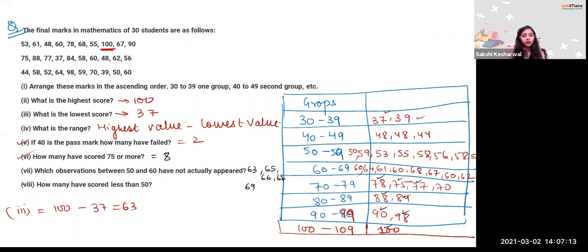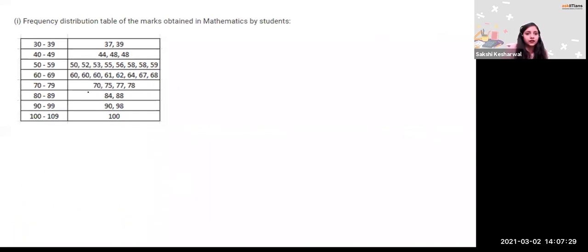Now, how many have scored less than 50? So less than 50, you don't have to count 50. So less than 50 is how many? 37, 39, 48, 48, and 44. So how many students are there? 5, that's it. This is how you will be doing the question. So I'll be showing you this thing. Just see, it's written like this, okay?